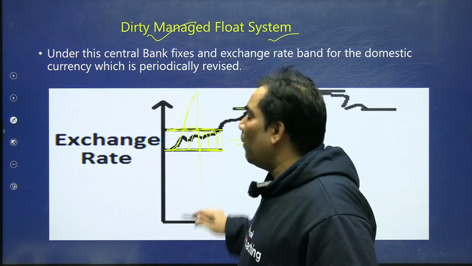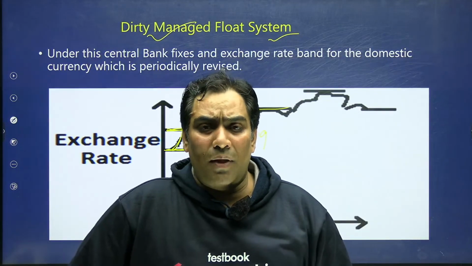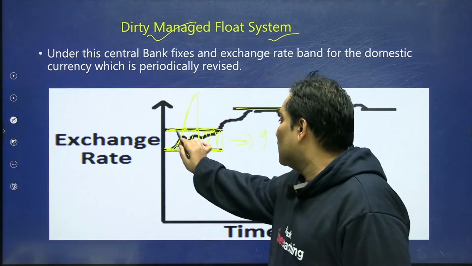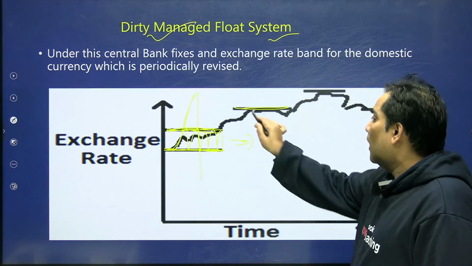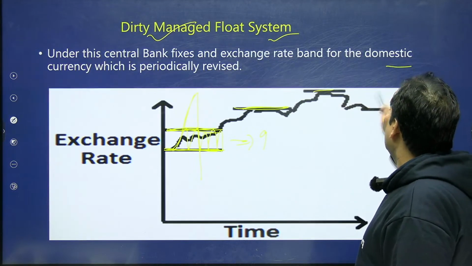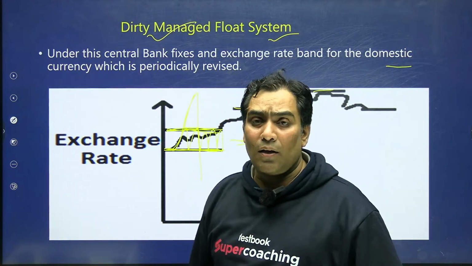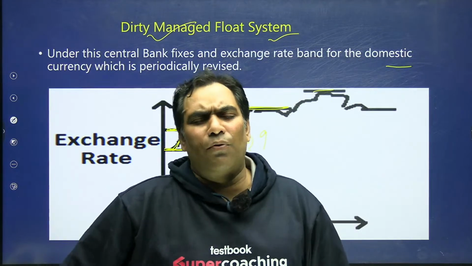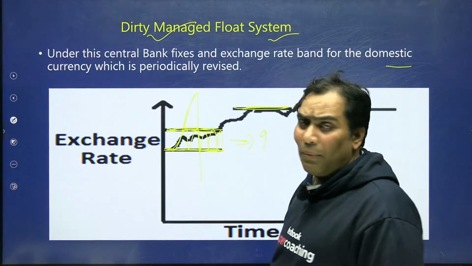And this upper band under the dirty float is periodically revised upward. Okay, that means earlier we decided this is the lower limit and this is the upper limit. After some period we are going to revise the upper band, and after some time again. So the upper band is revised periodically. And when the upper band is not revised, it is known as steady float.